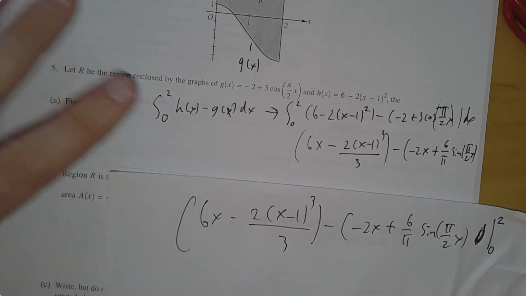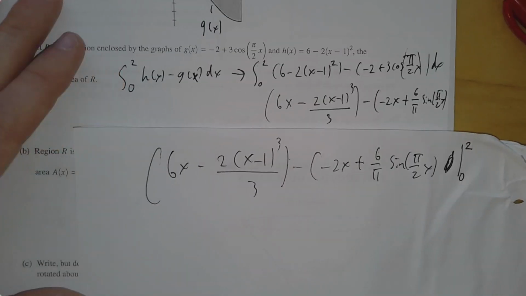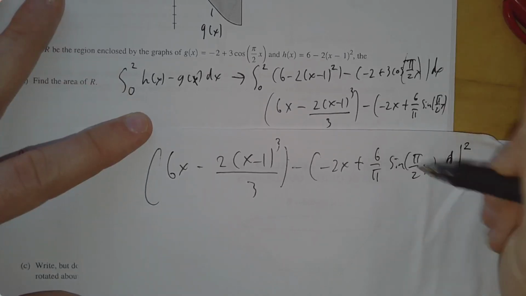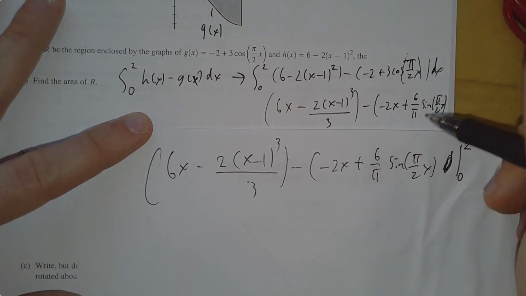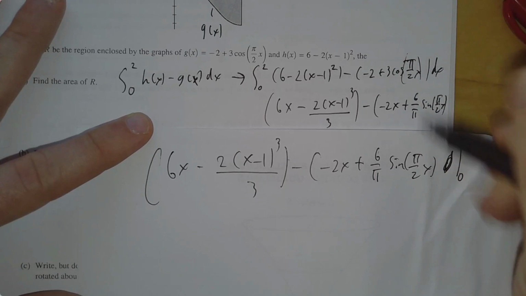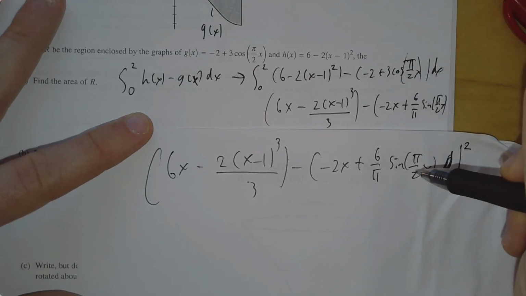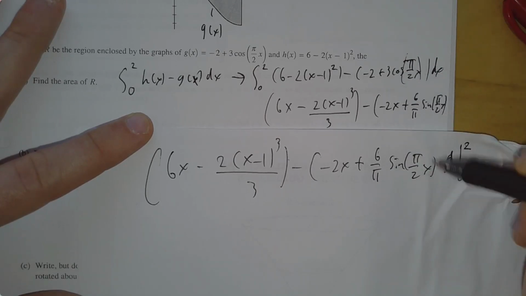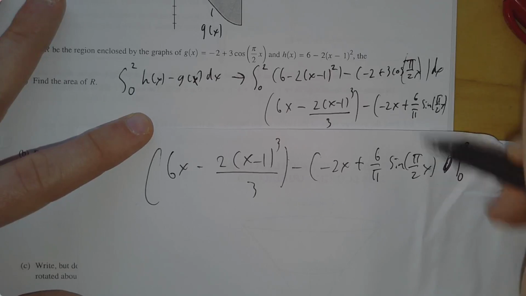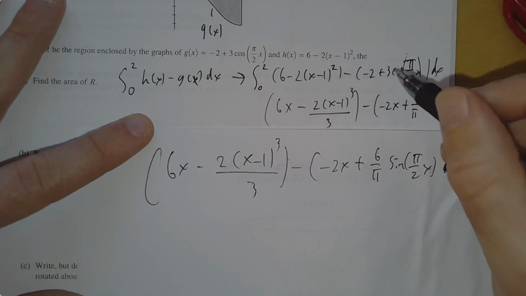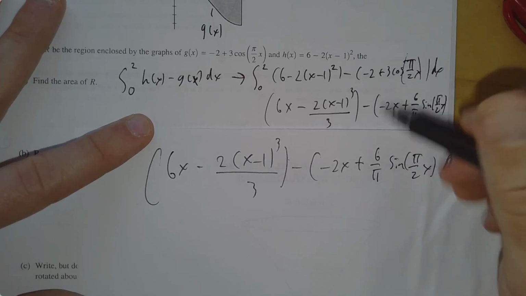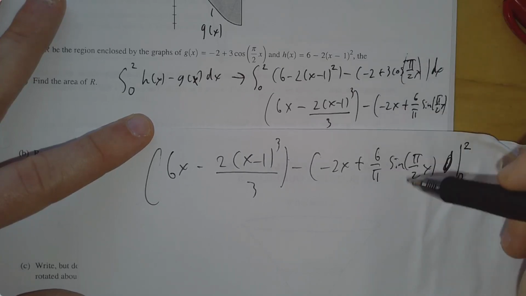And so you might still be confused about the 6 over pi sine pi over 2 x. The idea is when I take the derivative of this, I should get back to where I started up here. The derivative of sine is cosine. But with the chain rule, the derivative of pi over 2 x will be pi over 2. I do not want pi over 2 there, so we multiply by 2 over pi. And so 2 times 3 is 6. That's how we get that 6 over pi, because you're multiplying by 2 over pi.